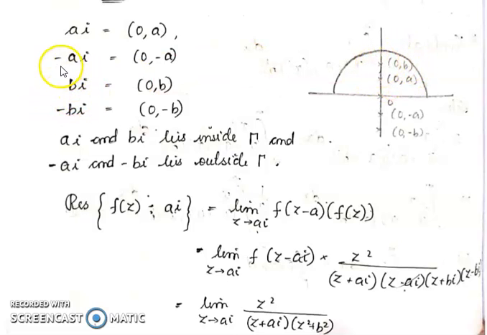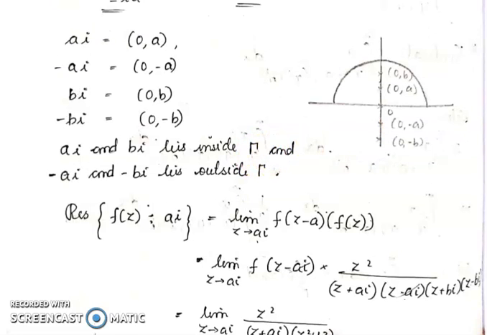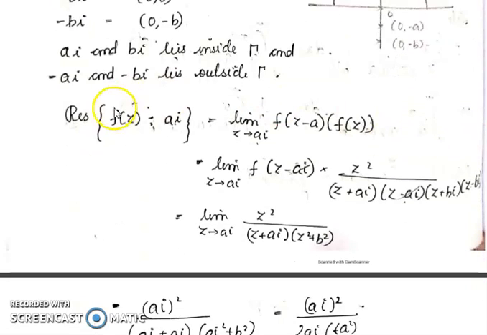Now minus ai means 0 comma minus a, on the negative side of the y axis, so it will be here. 0 comma minus b is here. So now these 2 points lie outside the curve and these 2 lie inside the curve. So ai and bi lie inside gamma. Gamma is the curve, the semicircle, and the negative values lie outside. So we find the residue only for the inside points.